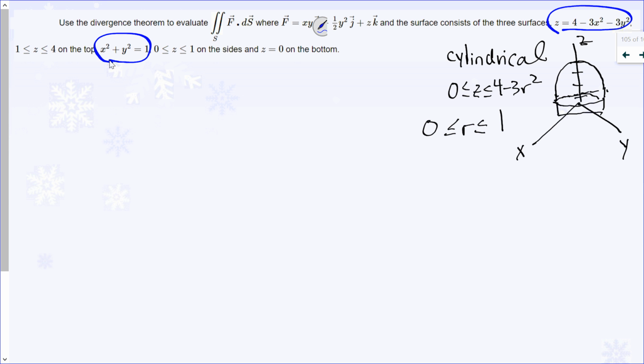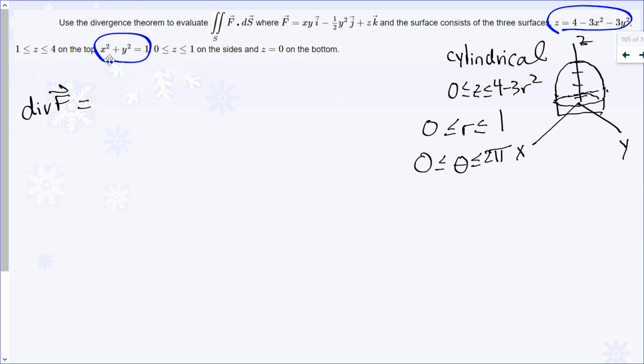All right. And then our theta goes from 0 to 2 pi because we're doing the full circle. Questions moving forward? Okay, so we have our bounds. I think that's the hardest part. We do need to find the divergence. It's called the divergence theorem, so we do need to know the divergence of our function.